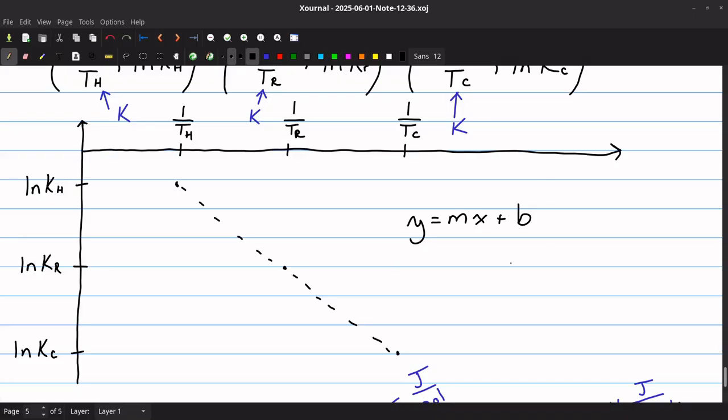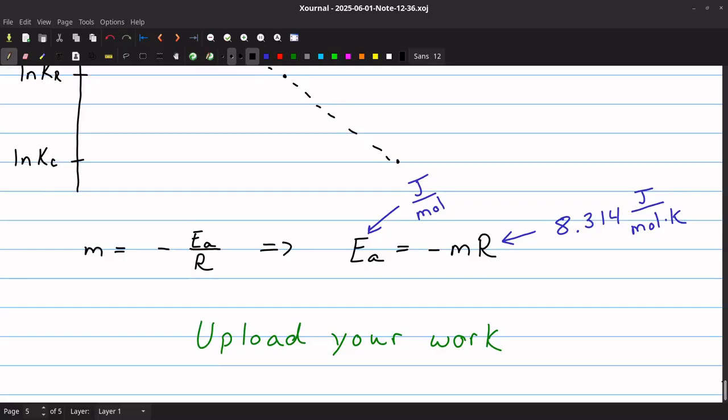You are going to get a plot from that. You're going to do linear regression and get an equation of the line there. The slope of that equation is equal to negative EA over R. And this EA is the activation energy that we want. So the EA, if I rearrange this, is going to equal negative M times R. We're going to want R in units of joules per mole Kelvin, so we're talking about 8.314. We're going to multiply that by M, which has units of Kelvin.